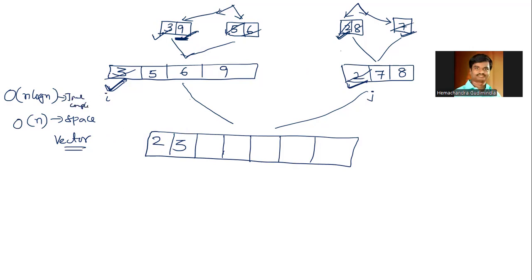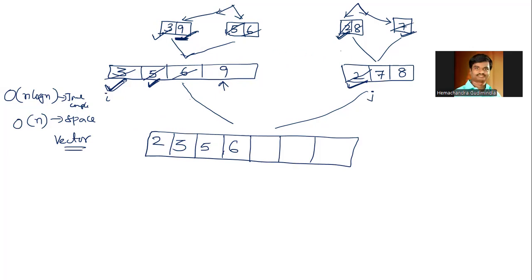Now 3 compare with 7. 3 is smaller, so I strike out 3 and I have written. Next, what element is there? 5. So 5 I'm going to compare with 7. 5 is smaller. I will strike from here and I will write over here. Now, incrementing I. 6 compare with 7. Which one is smaller? 6 is smaller. I will strike here. I will write here. Increment the I.